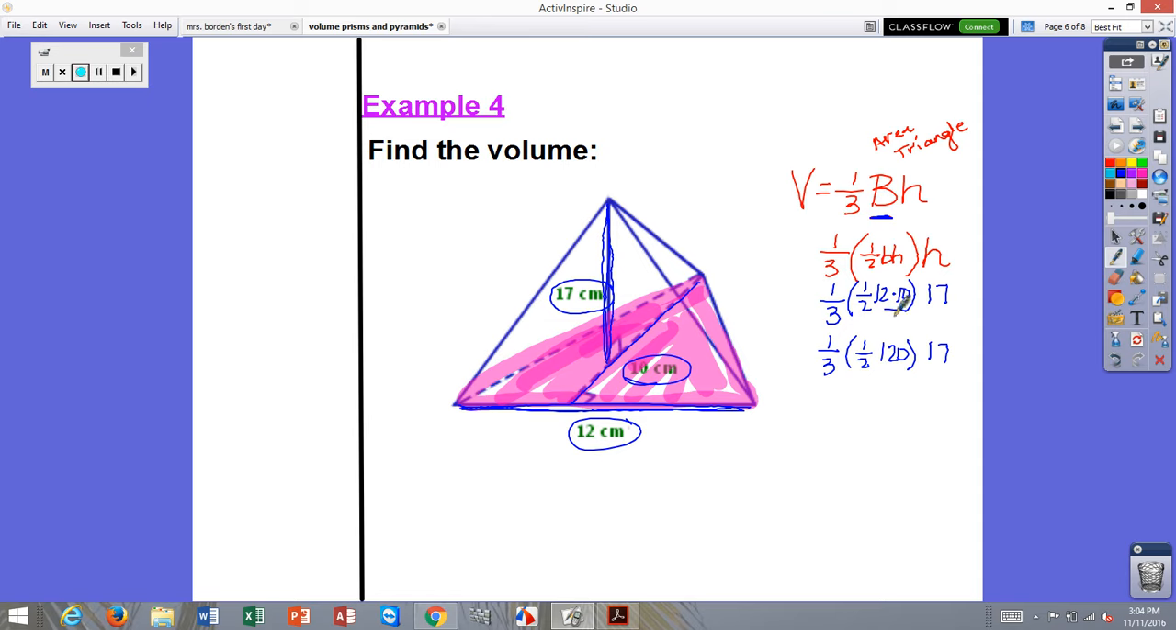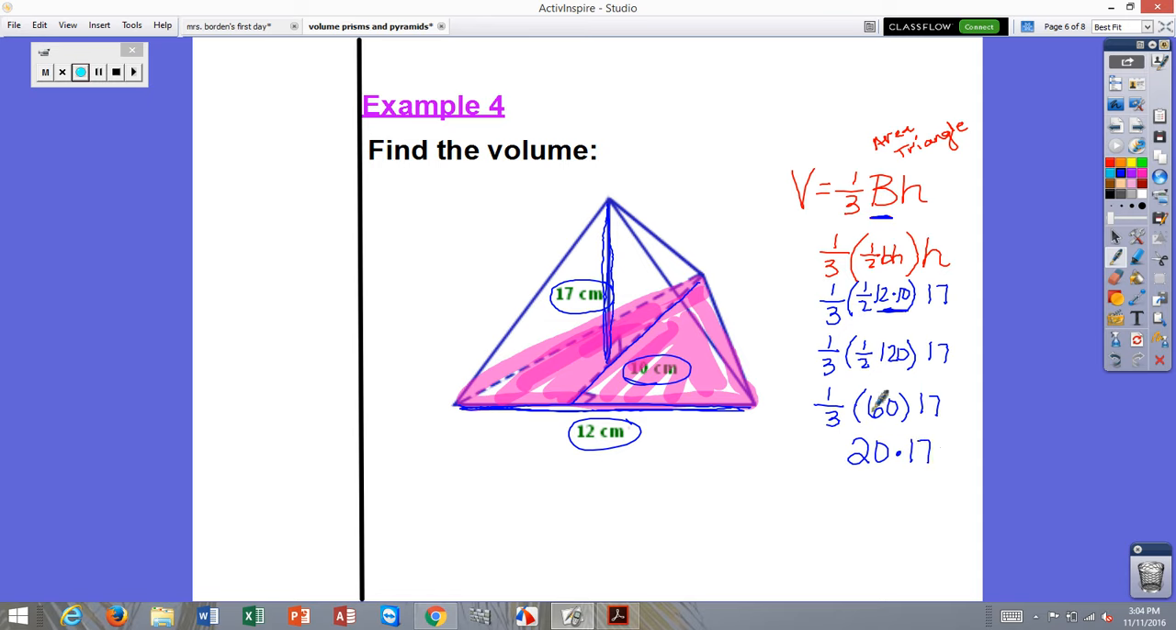All we did was this little piece right here. So now half of 120 is 60. So 1/3 times 60 times 17. We have some choices we can make. We can do 60 times 17 and then multiply by 1/3. Or if you see a number that's easily divisible by 3, which I do, I see 60. 60 divided by 3 will give me 20. I can do 1/3 times 60 and get 20, and then 20 times 17.